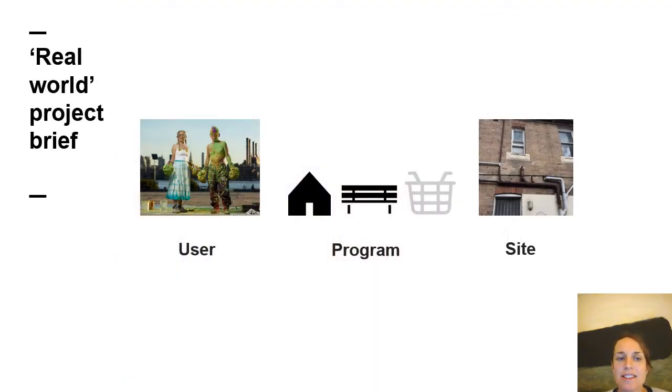In design practice, the way that we will explore microdwelling is by giving you all a real-world brief. The brief, like in industry, is made up of 3 components that you need to respond to. The first is the user, who is also the client. The second is the program, and the program refers to the function of the space. The third is the site, and the site refers to the place that the project is located.